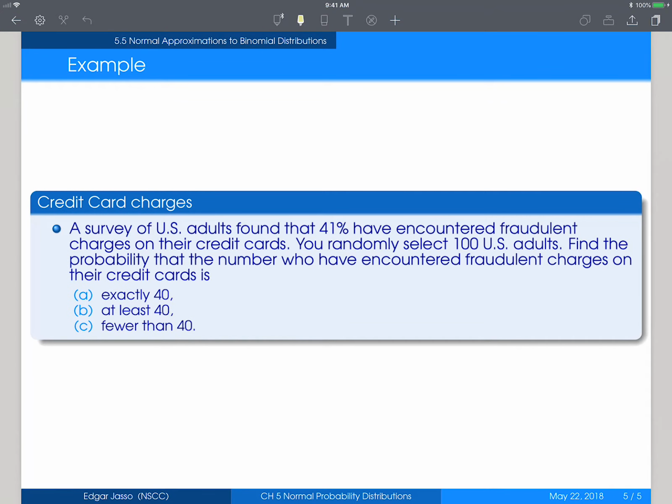Credit card charges. A survey of U.S. adults found that 41% have encountered some fraudulent charges on their credit cards. If we randomly select 100 U.S. adults, find the probability that the number who have encountered fraudulent charges on their credit card is exactly 40, at least 40, or fewer than 40. I put this one on purpose because part A says exactly 40. This is not a normal approximation. For part A, you are still doing a binomial PDF. You're just finding one value, exactly 40.